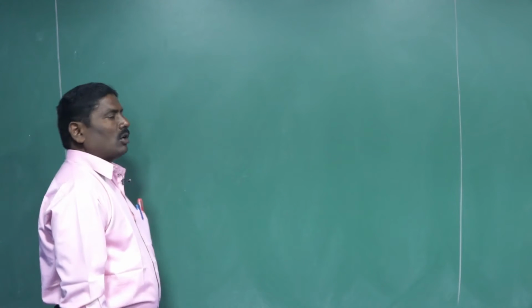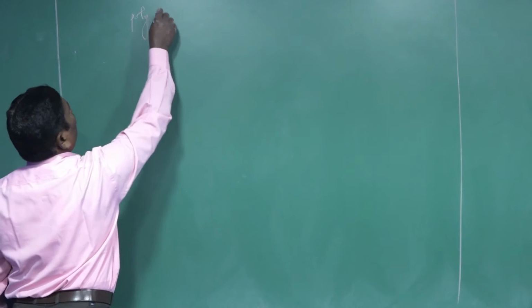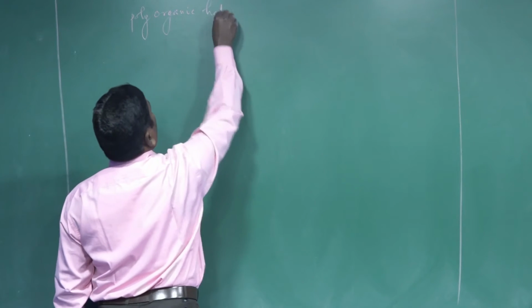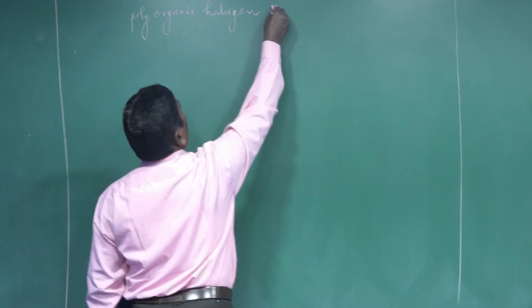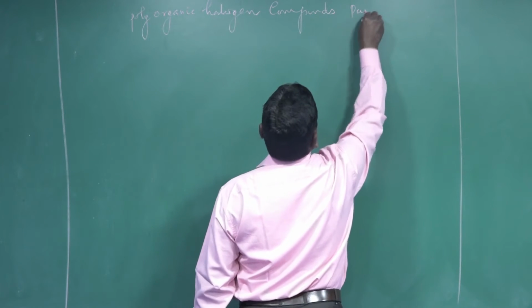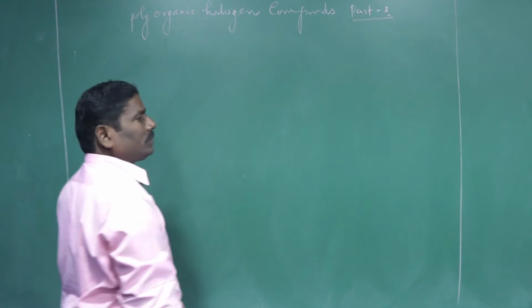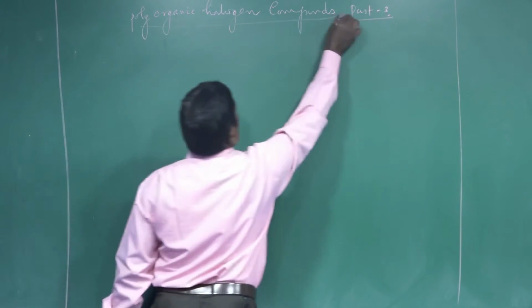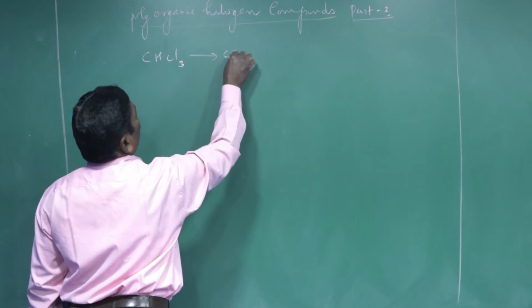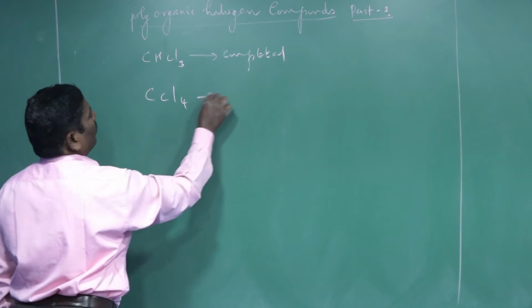Today we are going to see carbon tetrachloride, which is 11th standard polyhalogen compounds. This is part 3 in the video. Now these are the polyhalogen compounds. We have completed chloroform. Now we are going to see carbon tetrachloride.